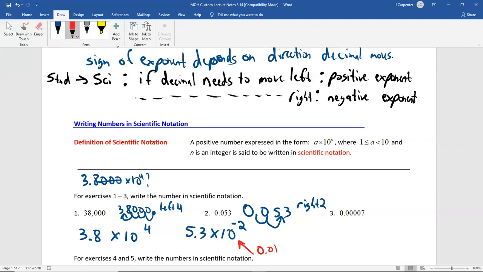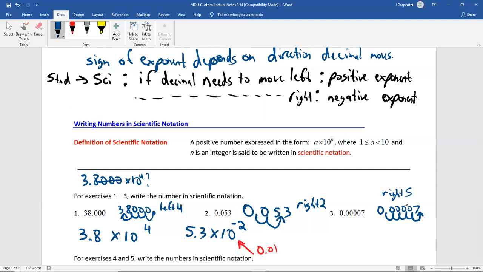All right, number 3. So we're going to write our number, which is originally 0.00007. 1, 2, 3, 4 of them. Good. The decimal needs to go behind the first non-zero number, which is the 7. So we're going to have to move this right. 1, 2, 3, 4, 5 times.